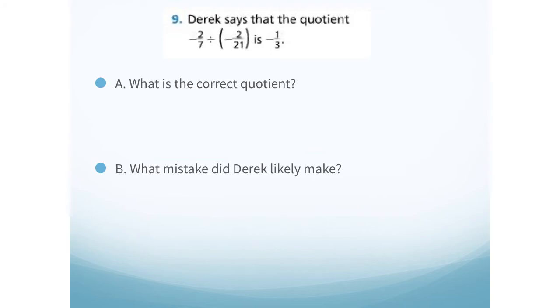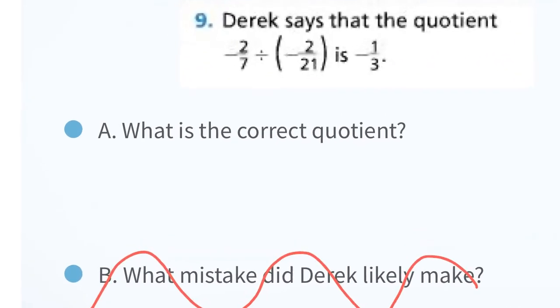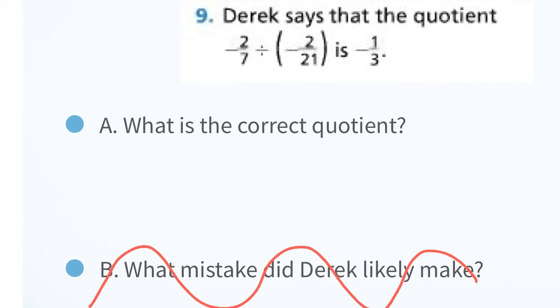Okay, looking at question 9, we have Derek says that the quotient should be negative 1/3. What is the correct quotient and what mistake did he possibly make? Okay, I am not concerned with B right now. I just need you guys to master the steps for this particular problem. So as long as you can get me the correct quotient, we will be fine here.